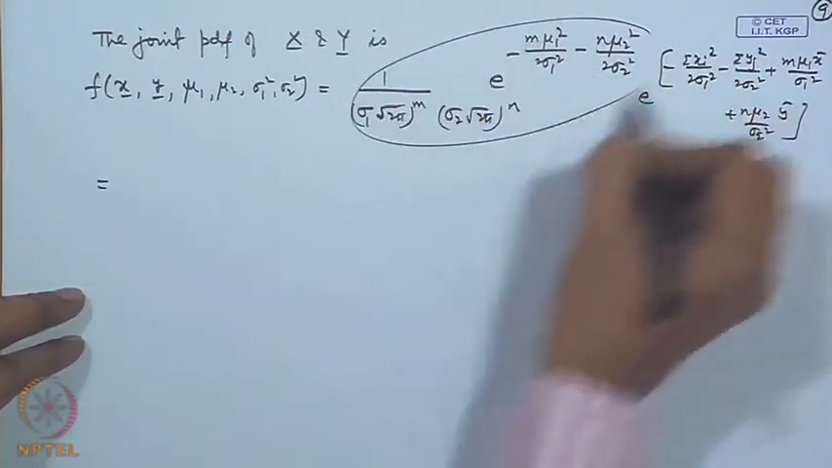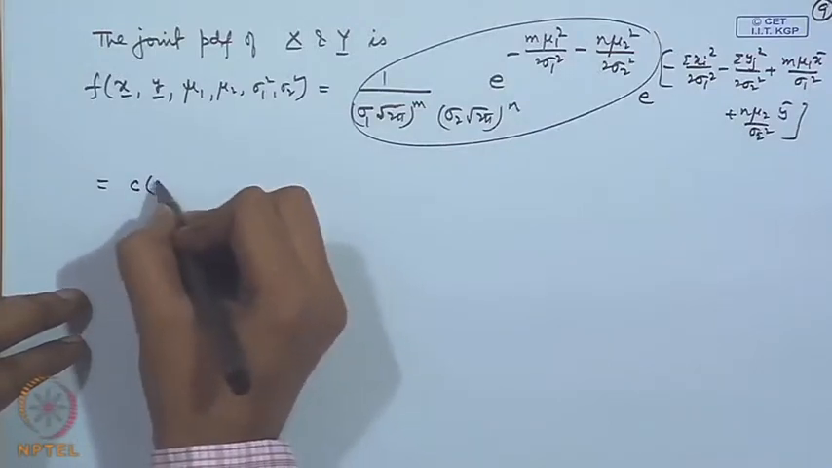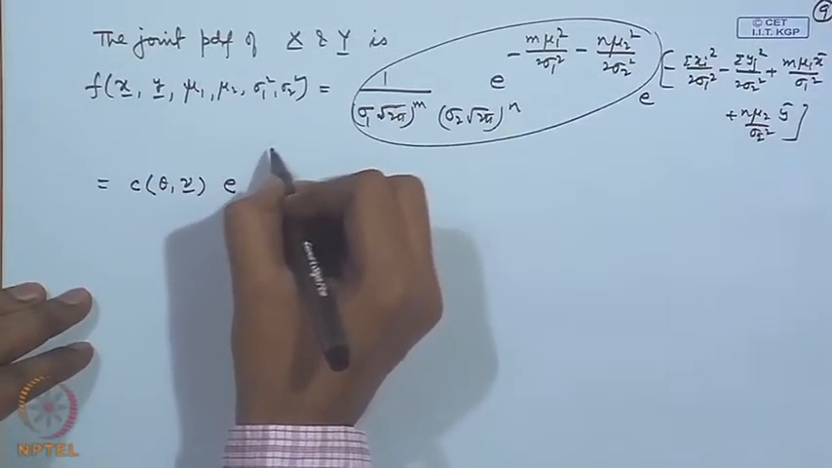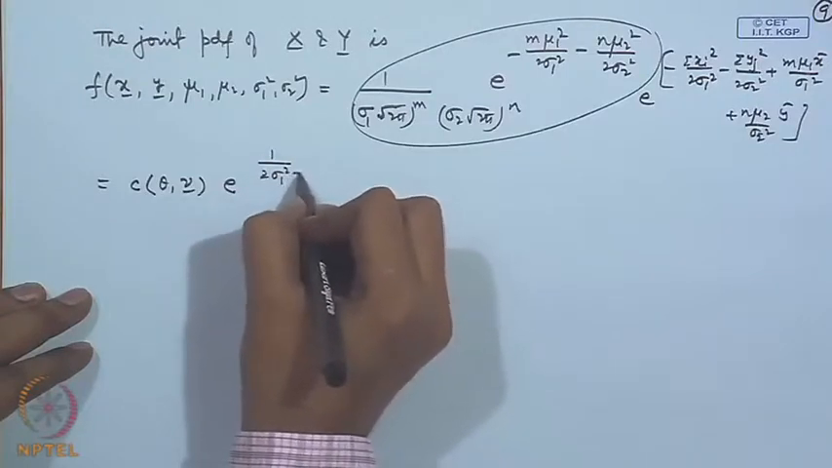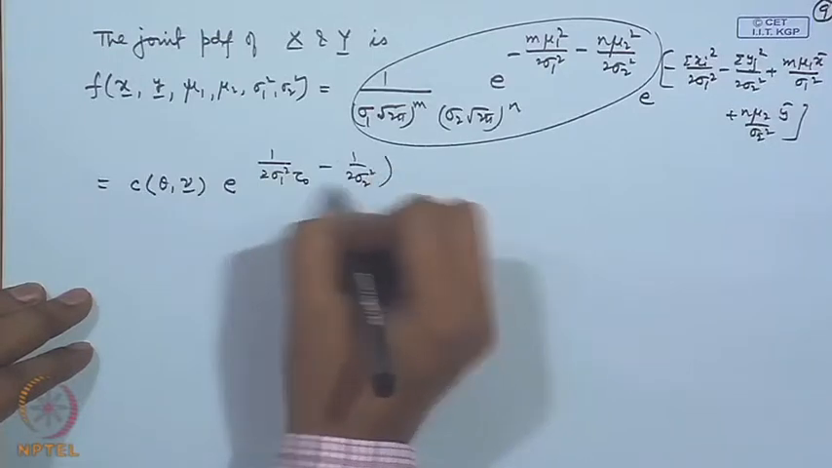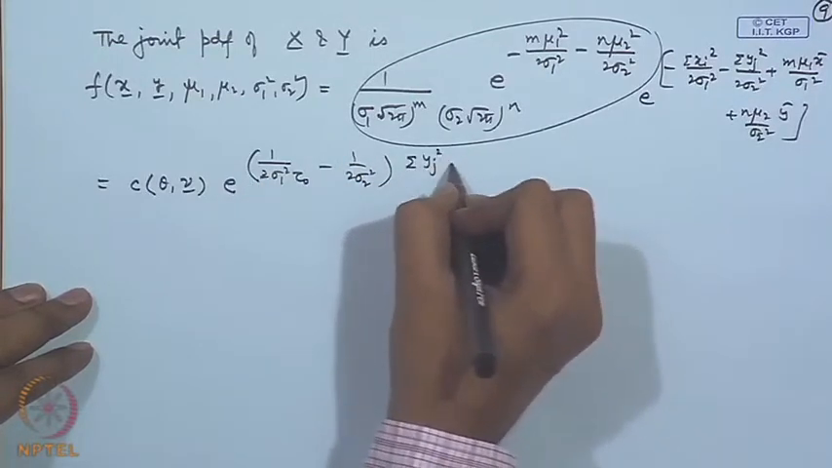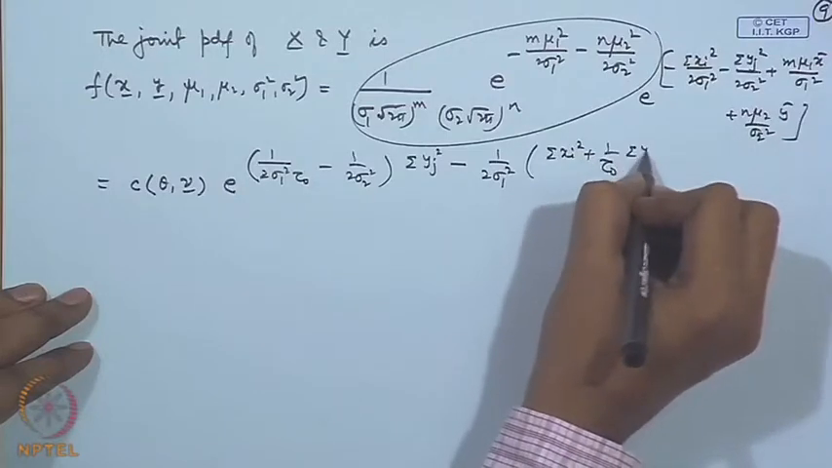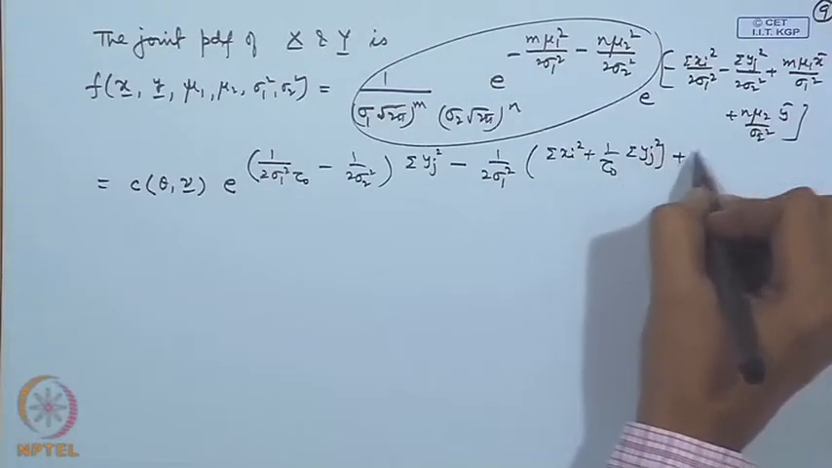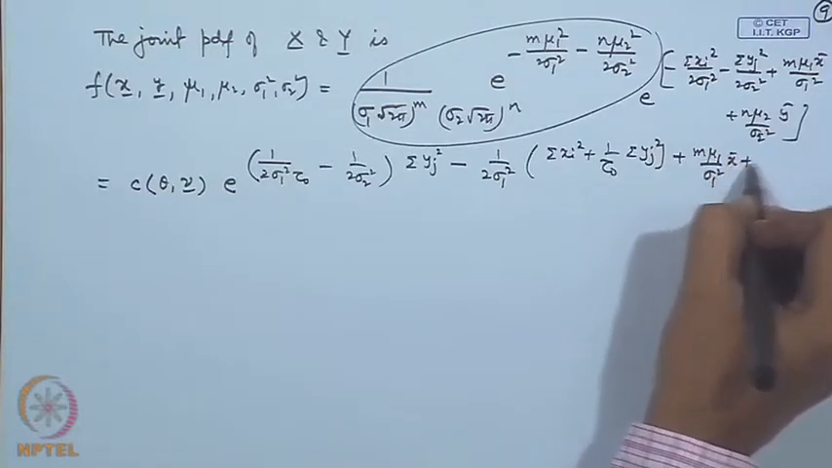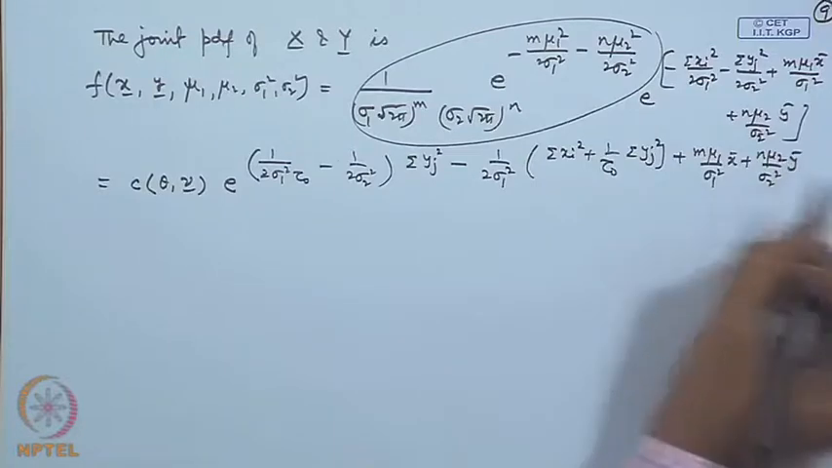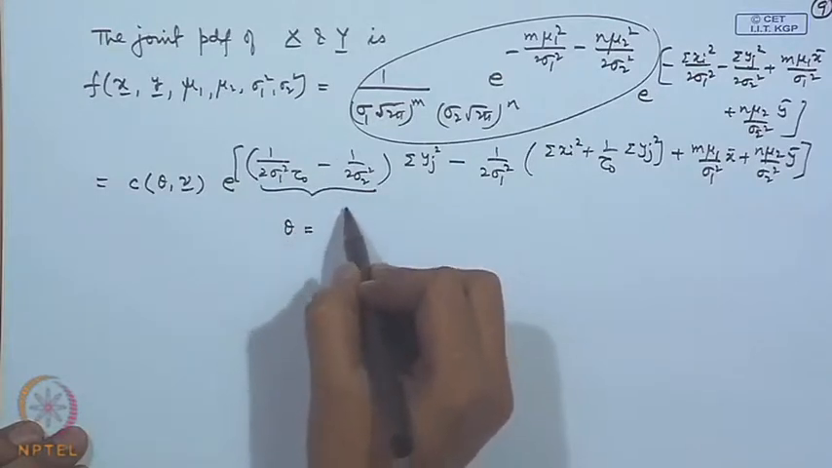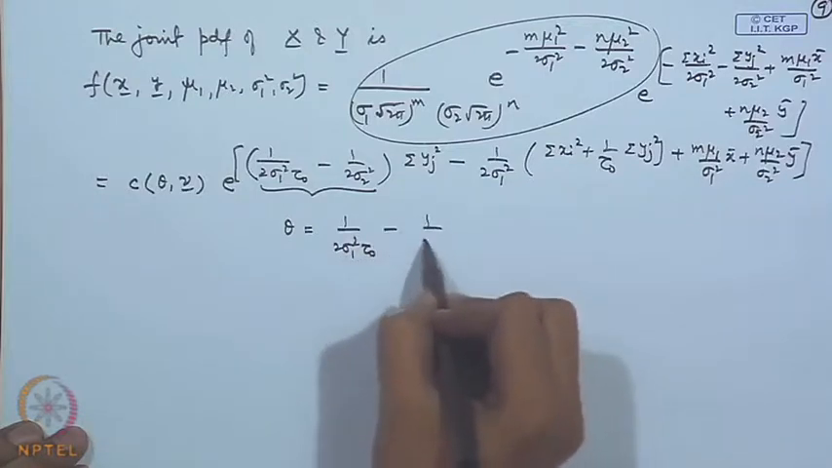So, these coefficients I put as C of theta, nu, and this I write as e to the power 1 by 2 sigma 1 square tau naught minus 1 by 2 sigma 2 square into sigma y j square minus 1 by 2 sigma 1 square sigma x i square plus 1 by tau naught sigma y j square plus m mu 1 by sigma 1 square x bar plus n mu 2 by sigma 2 square y bar. Here I am taking theta to be 1 by 2 sigma 1 square tau naught minus 1 by 2 sigma 2 square.